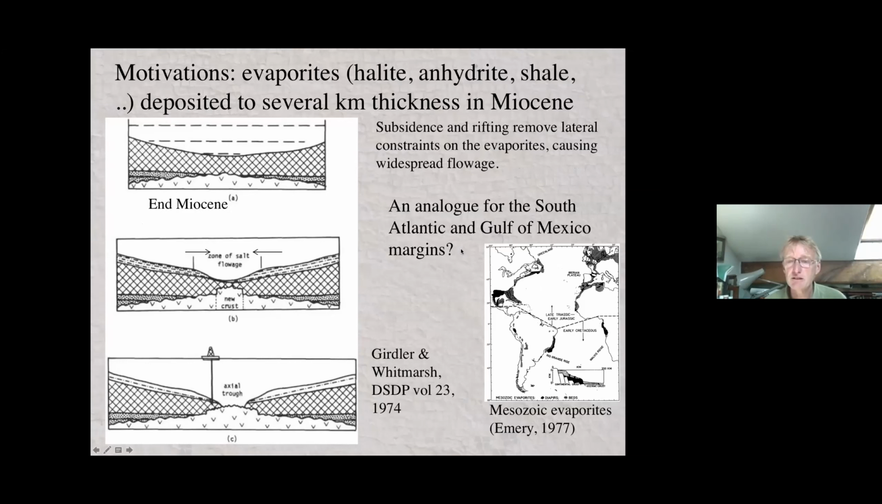So perhaps the Red Sea is an analogue for the many other salt provinces that have been found around the Atlantic and the Gulf of Mexico, or some of them. Some of these may have been interior seas, but for the situations where we have a margin and thick evaporites deposited during the rifting phase, perhaps the Red Sea could be an interesting analogue.